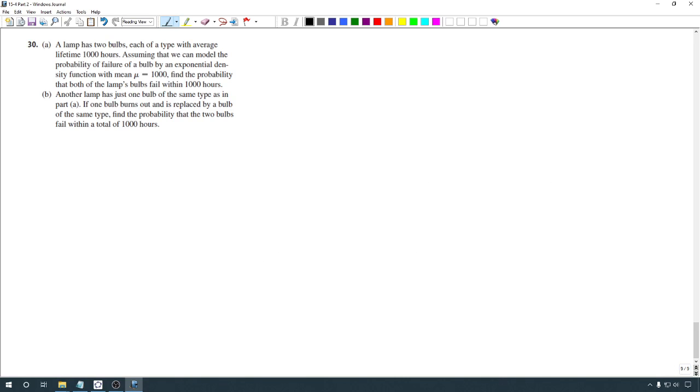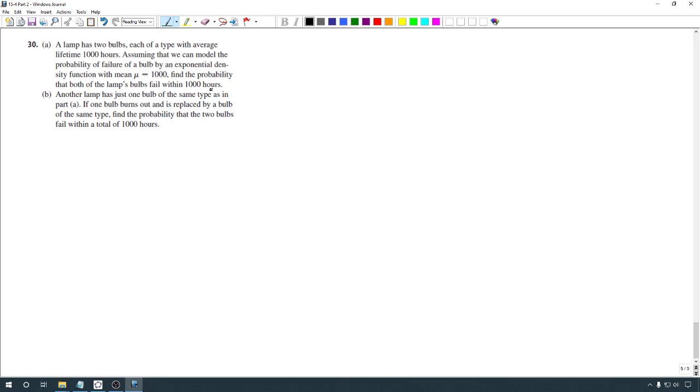All right, one last problem, and this one actually is going to be an applications type problem. Not so much just I give you a function and you do some integration. We actually have a problem where we have to read it. So we have a lamp that has 2 bulbs. Each bulb has a type with an average lifetime of 1,000 hours. Assuming that we can model the probability of failure of a bulb by an exponential density function with mean mu equal 1,000, find the probability that both of the lamp's bulbs will fail within 1,000 hours.